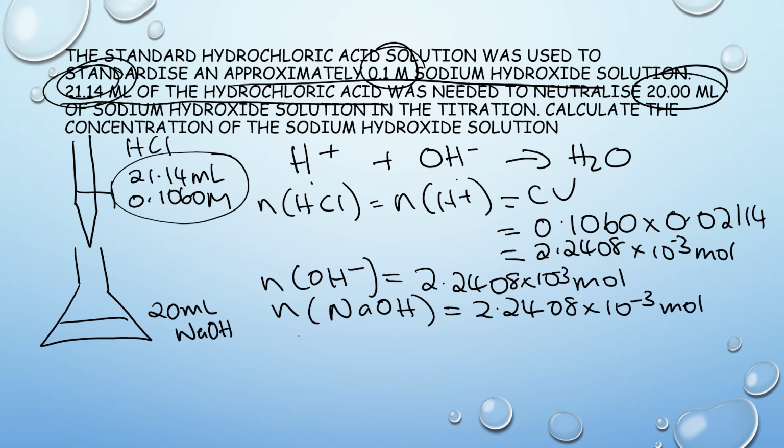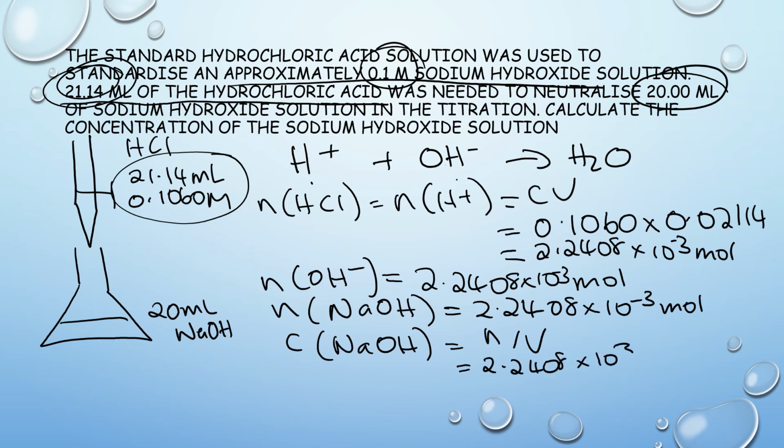So our last step is to find the concentration of the sodium hydroxide solution, which is equal to n on V, which is equal to 2.2408 by 10 to the negative 3 divided by 0.02, which comes out to 0.1120 moles per litre. And we had four significant figures previously, so we have 1, 2, 3, 4 significant figures.